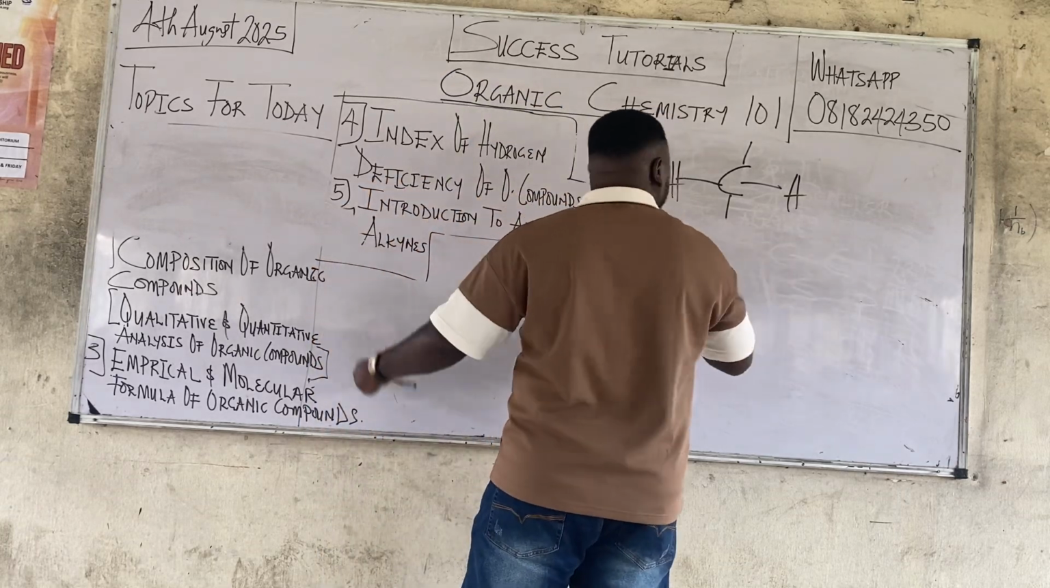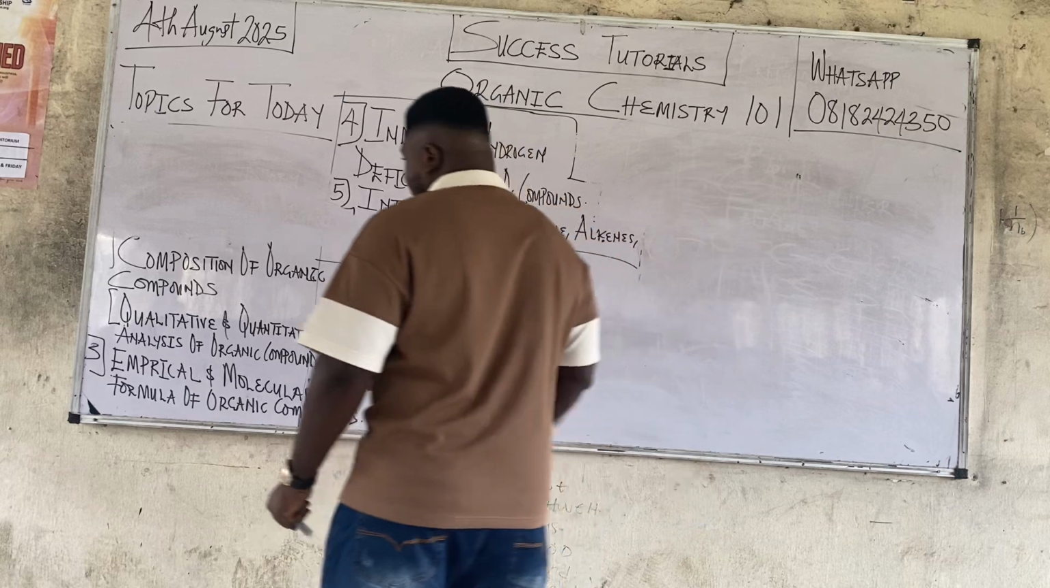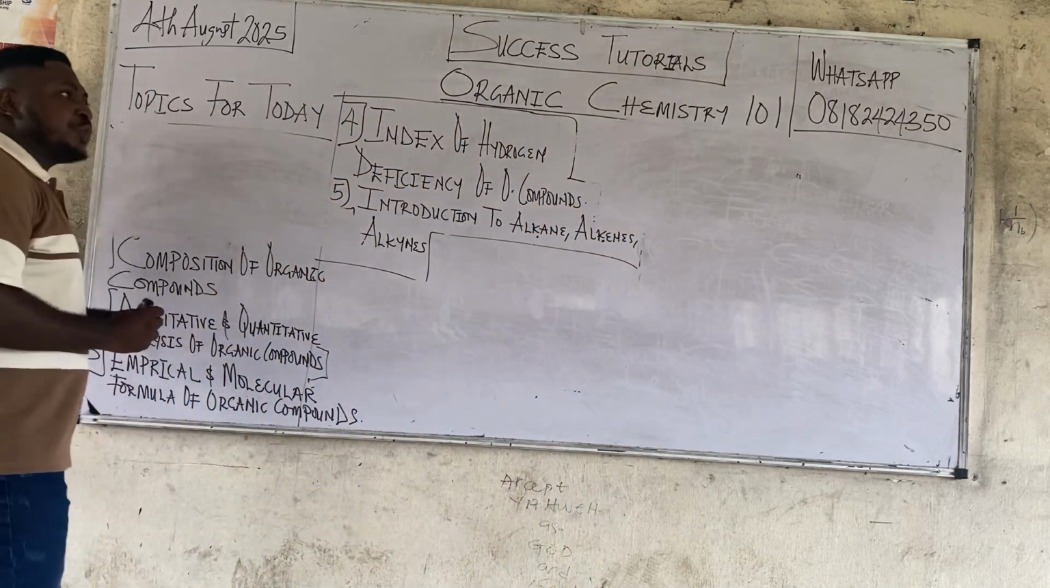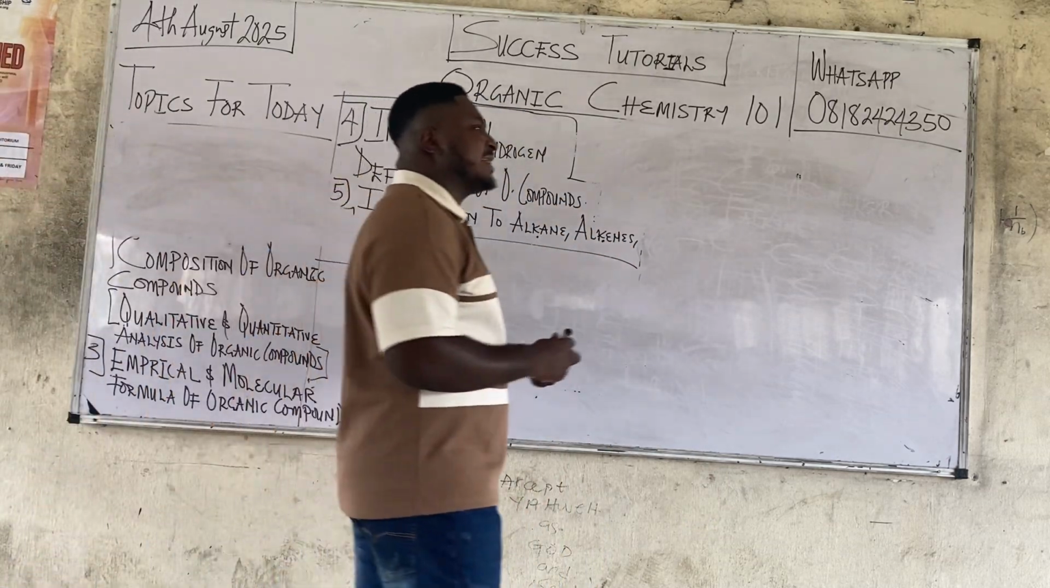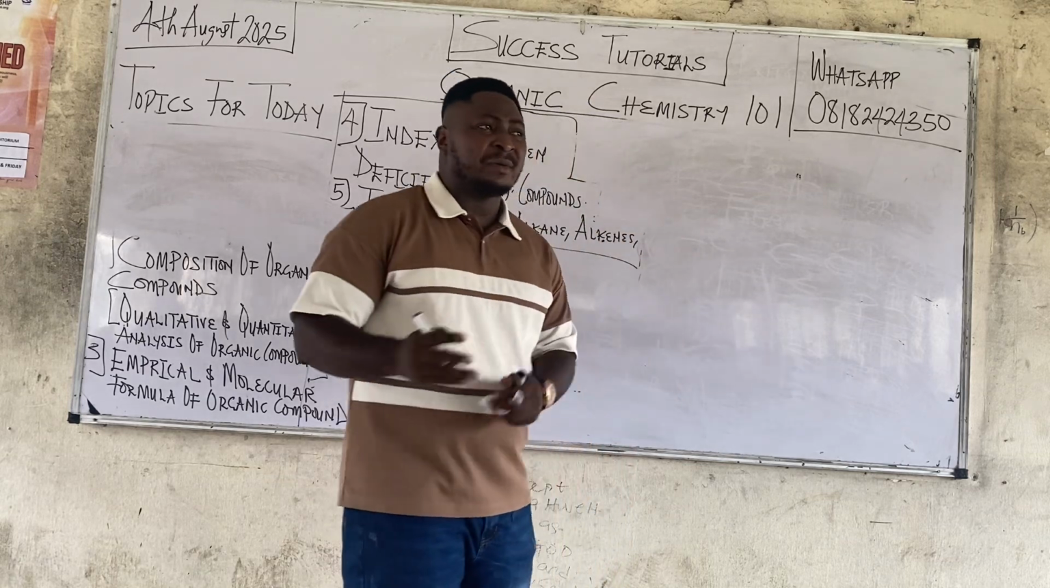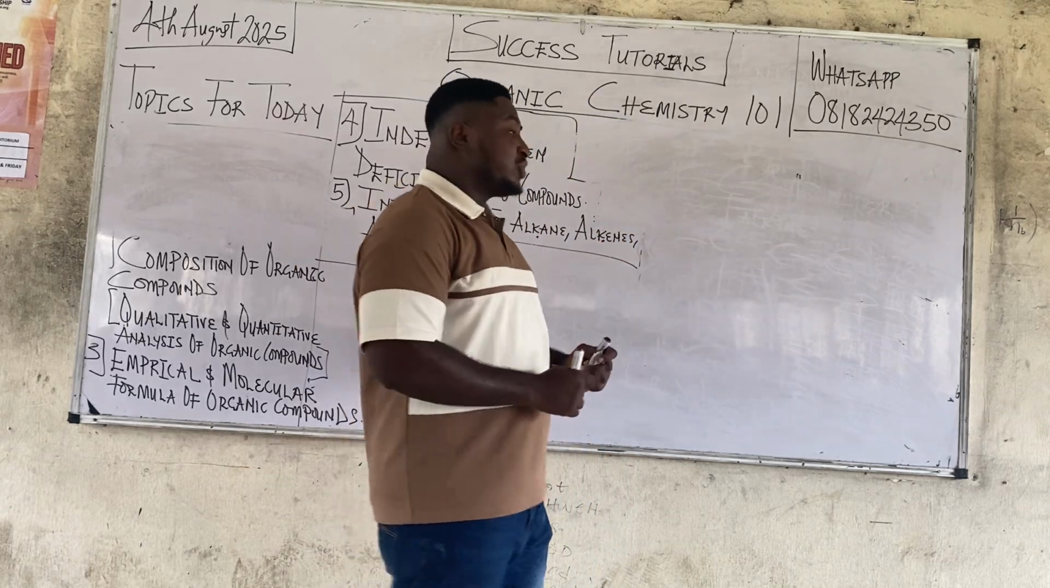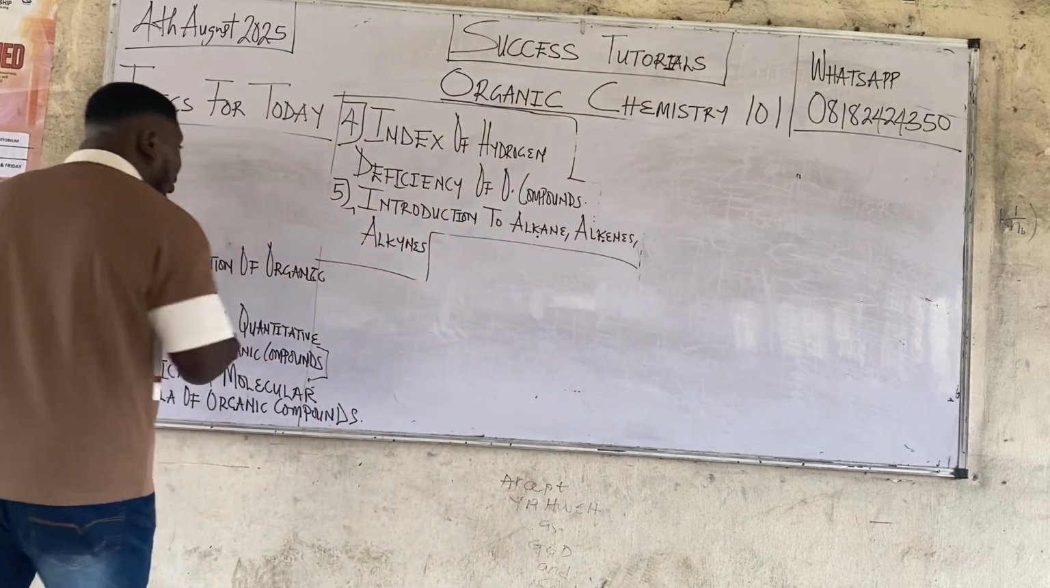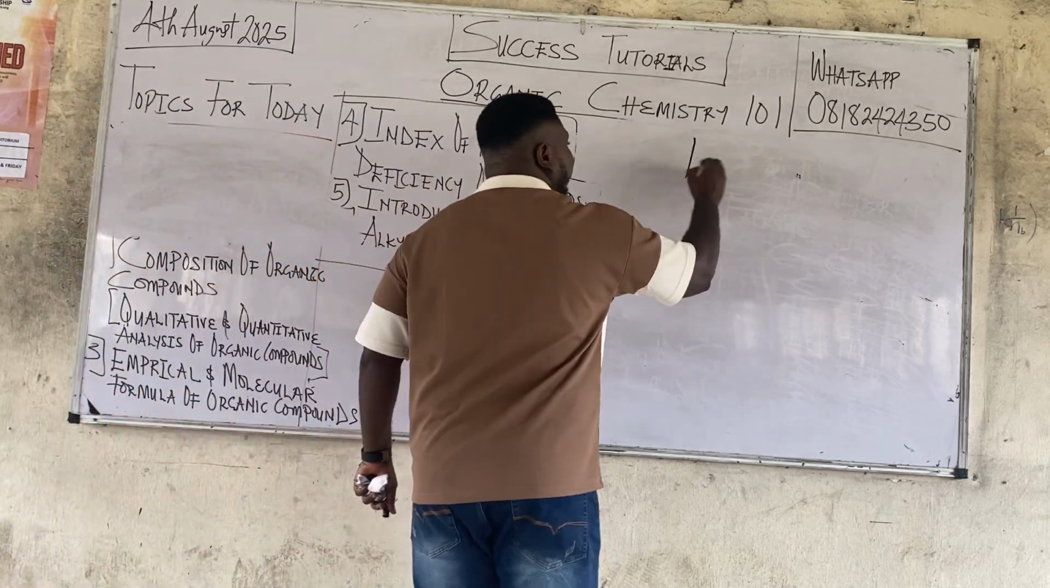So in composition of organic compounds, we try to study and test for the presence of other elements in organic compounds. Which other elements are found in organic compounds? We are sure of carbon now. So in composition of organic compounds, we have what we call elemental analysis.